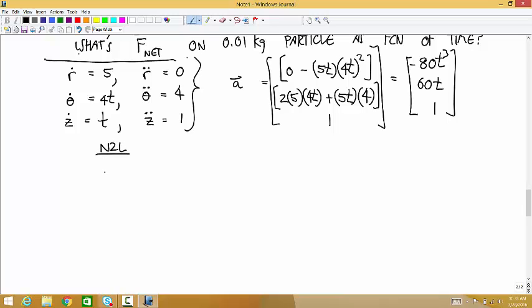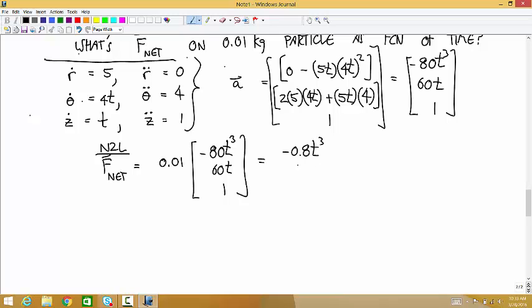And then Newton's second law says the net force vector is equal to 0.01 times this. So negative 0.8 t cubed, positive 0.6 t, 0.01. Any questions about that?